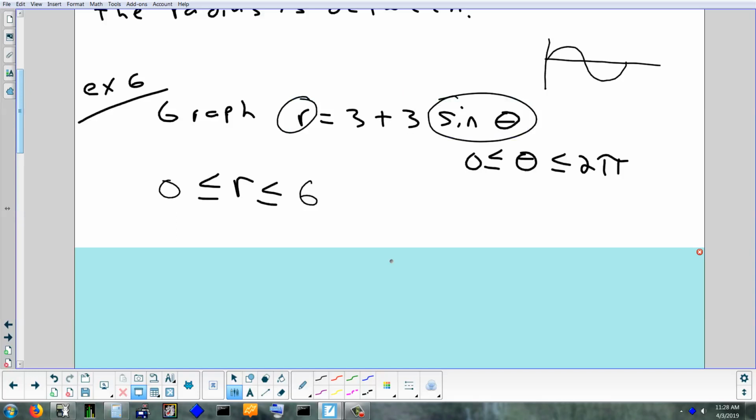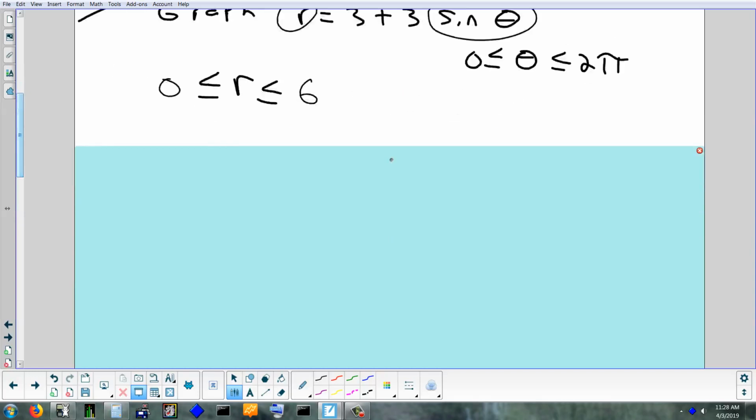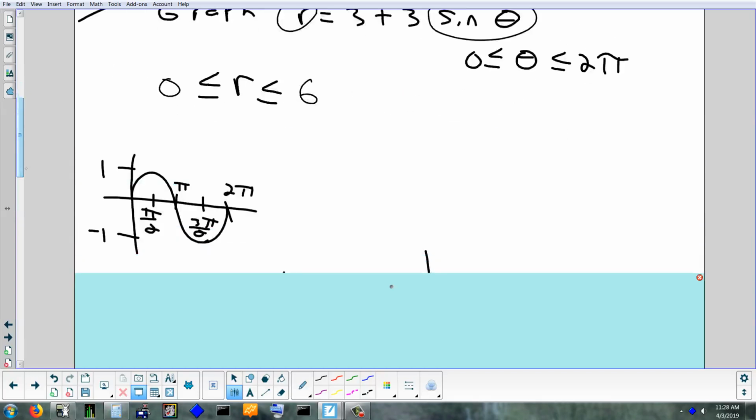Any question on that? But I will tell you, the shape is going to connect to itself. So it's not like a spiral that doesn't connect. This shape does connect back to itself, so it makes a closed shape. That's the same graph I just put up.